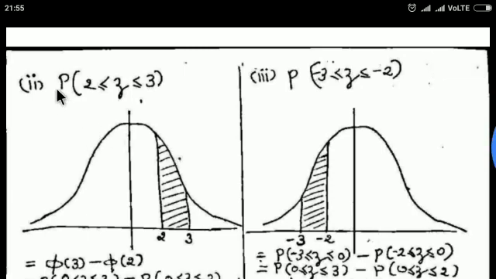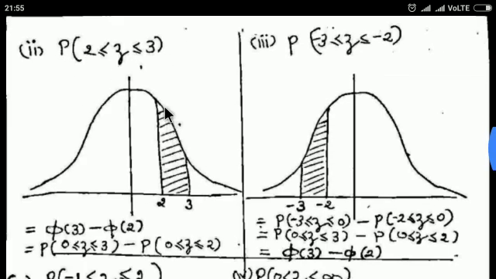Let's see, probability of z lying between 2 and 3. Now we can see this is 2, this is 3. So we are talking of this area. Now how to calculate this? The right hand side of this curve is totally 0.5 and the left hand side also is 0.5. Now let's see this right hand side only, but I am interested in finding only this shaded portion.